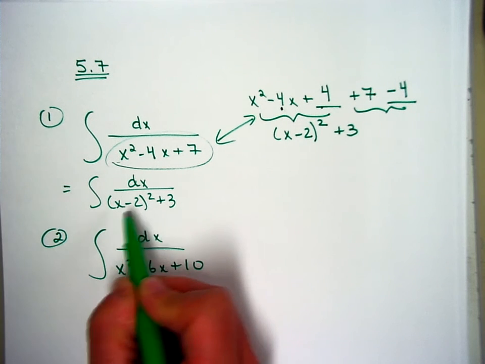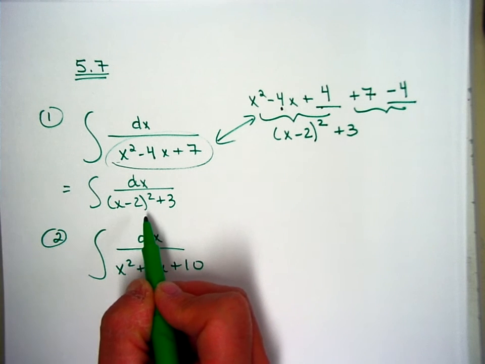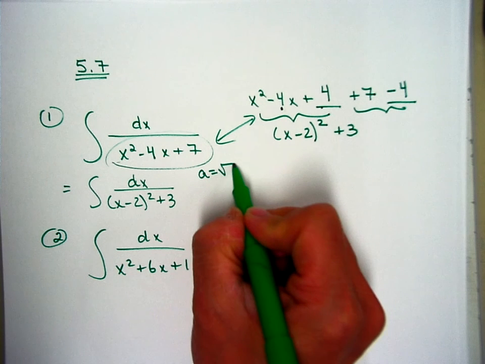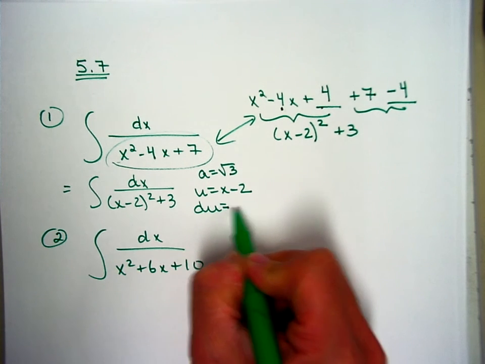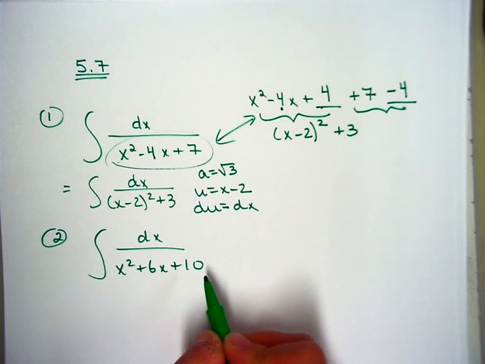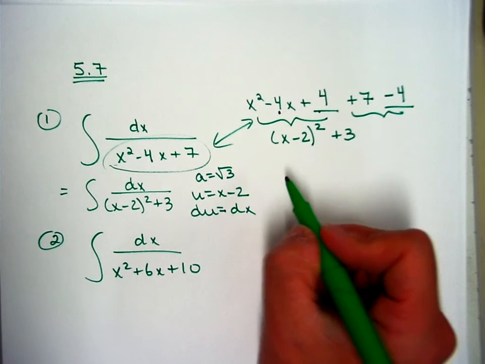And now when I see this, this is my arctangent right here. Your a is your square root of 3. Your u is x minus 2. My du is dx. So I'm not really missing anything. So this fits my arctangent rule.